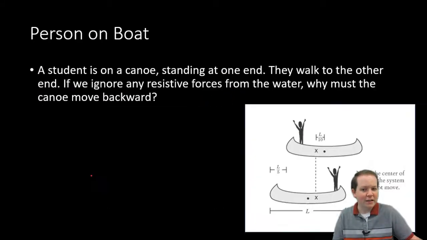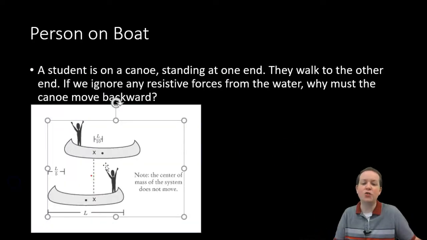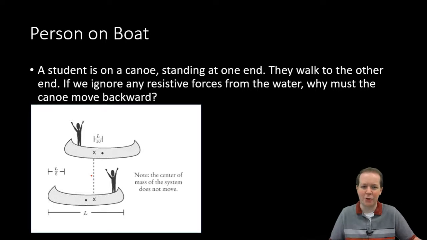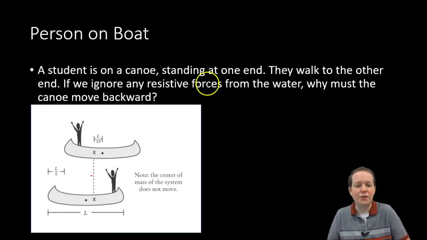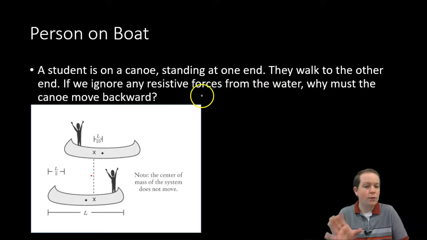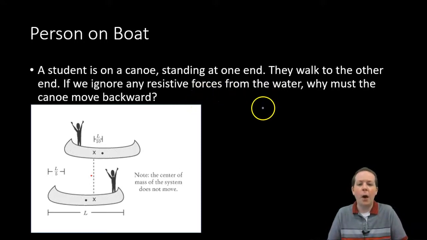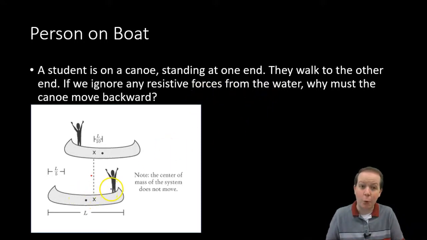All right? Just a little bit more. I have a sample problem right here. I scooched it over to the left again to make room. Okay, it says a student is on a canoe. They're standing at one end. So here's the person standing at the canoe over there on one end. Okay, they walk to the other end. If we ignore resistive forces from the water, why must the canoe move backwards?